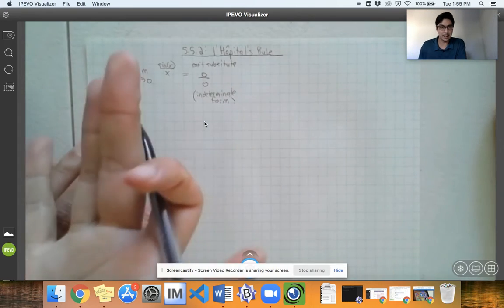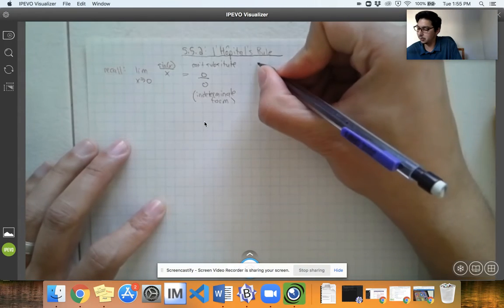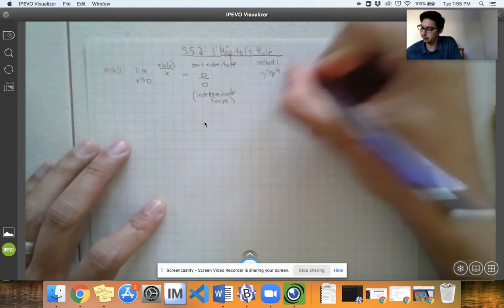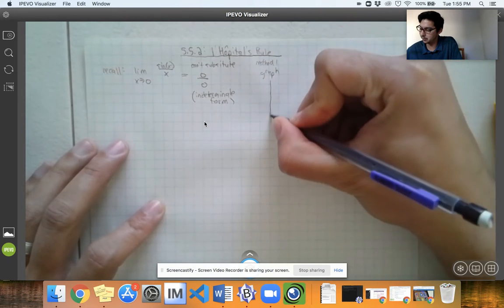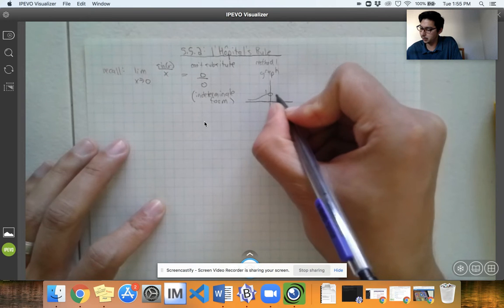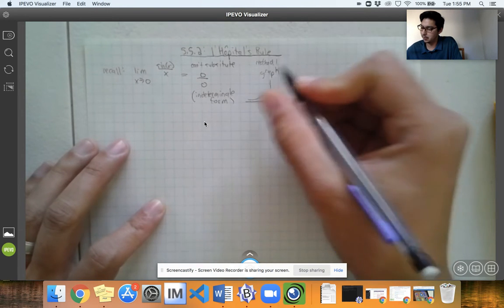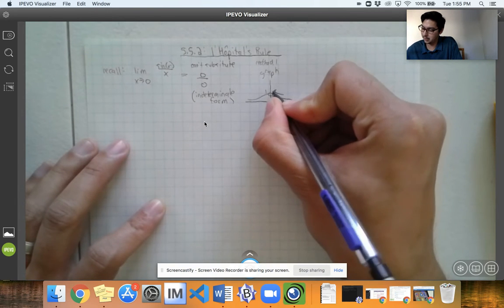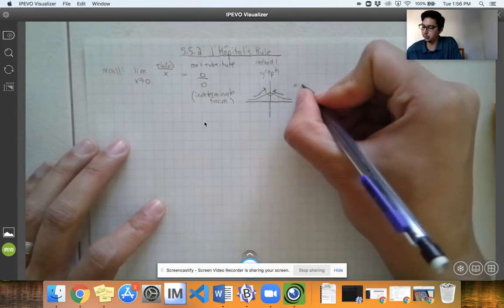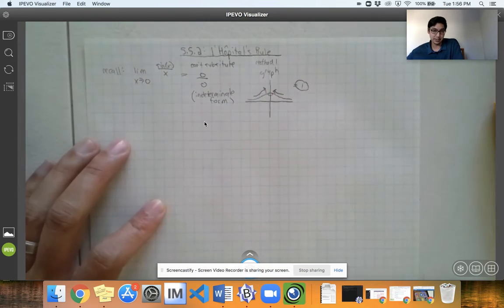Our way around that was two approaches. Method one was the graph, in which we saw that on a graph of this, at 1 there's a hole, but the graph looks like this, where the limit as you approach from the right is the same as you approach from the left, which therefore is equal to 1. And we got the answer that way.